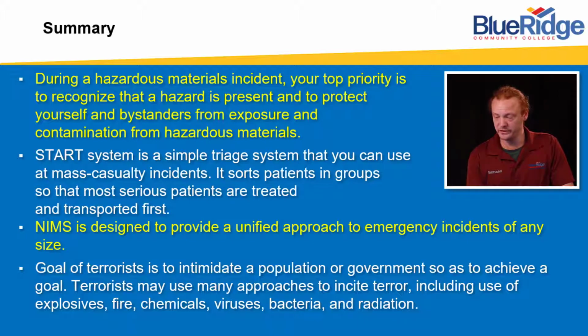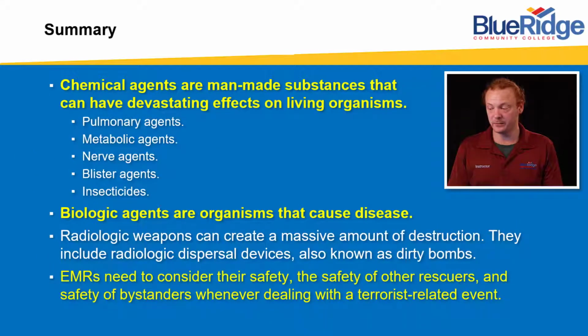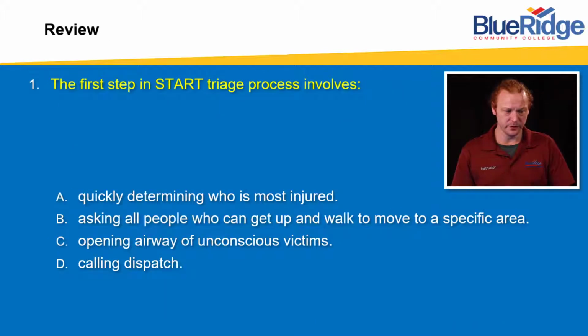The goal of terrorists is to intimidate a population or a government so as to achieve a goal. Terrorists may use many approaches to incite terror, including explosives, fires, chemicals, viruses, bacteria, or radiation, or any combination of the above. Chemical agents are man-made substances that can have devastating effects on living organisms. You have pulmonary agents, metabolic agents, nerve agents, blistering agents, and insecticides. Biological agents are organisms that cause disease. Radioactive weapons can create a massive amount of destruction. They include radiologic dispersal devices, also known as dirty bombs. Emergency medical responders need to consider their safety, the safety of other rescuers, and the safety of bystanders when dealing with a terrorist-related event. Okay, moving on to some review.